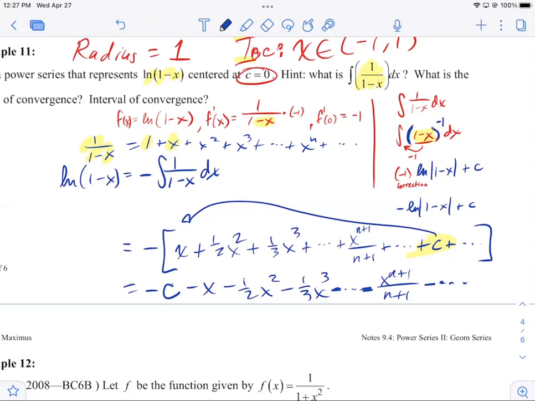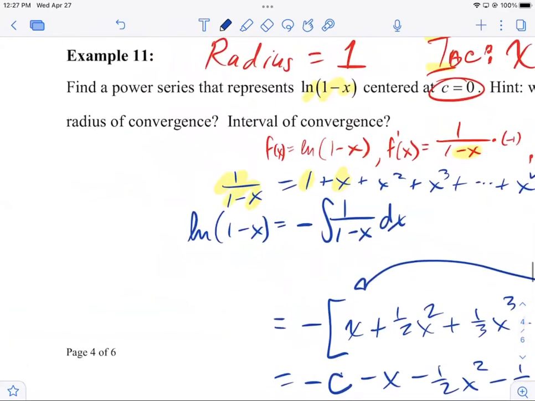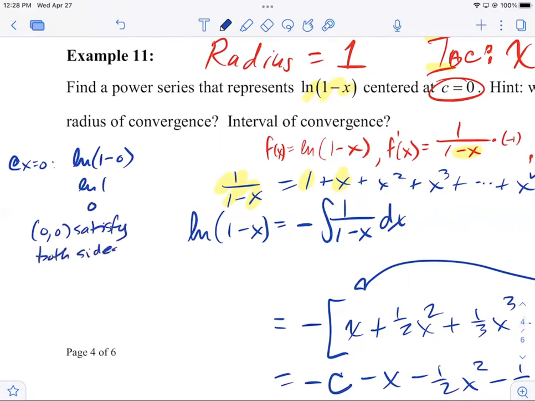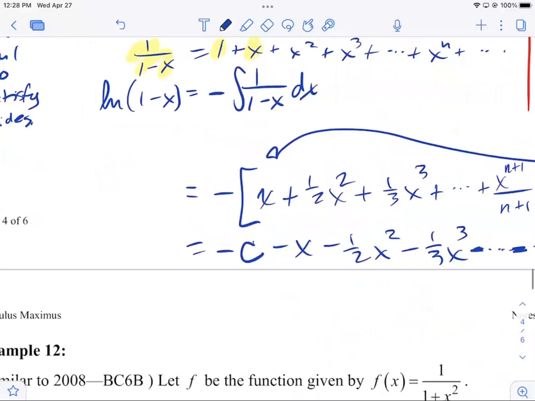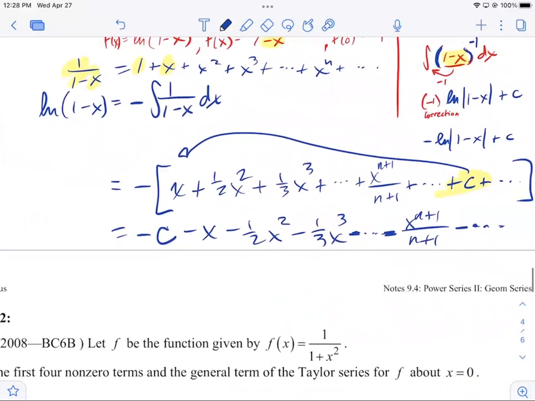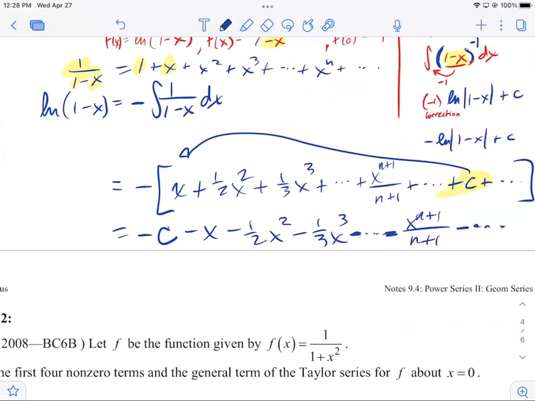So let's go off to the side, we've got lots of workbench space here. We'll say at x equals 0, which is the center, I get the natural log of 1 minus 0, which is the natural log of 1, which is 0. So I know that (0, 0) has to satisfy both sides, like a Snickers bar. So I can use that as an initial condition. All right, so what do I get when I plug it in and I solve for C?